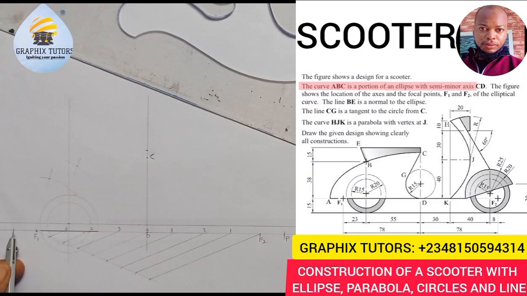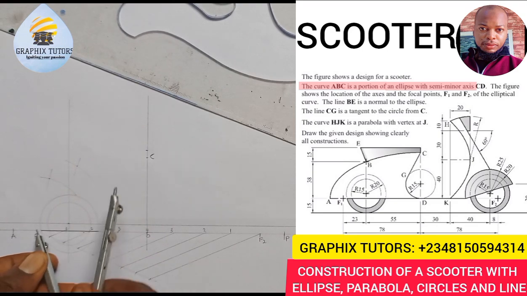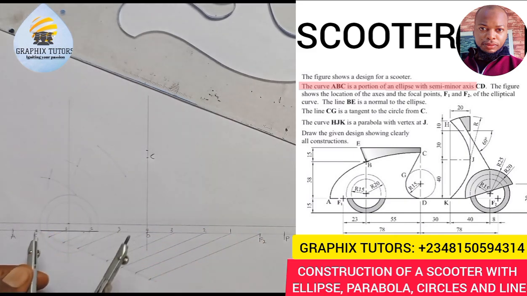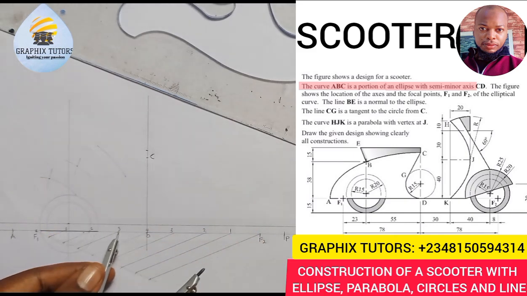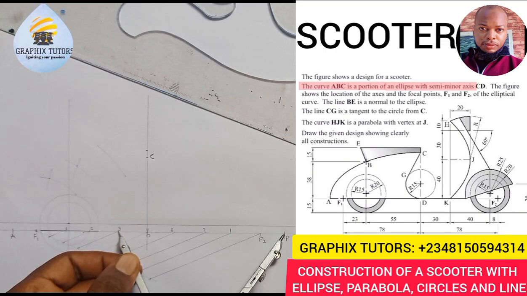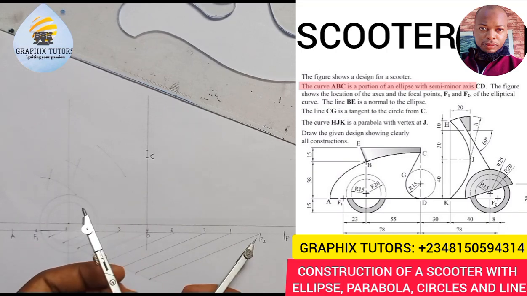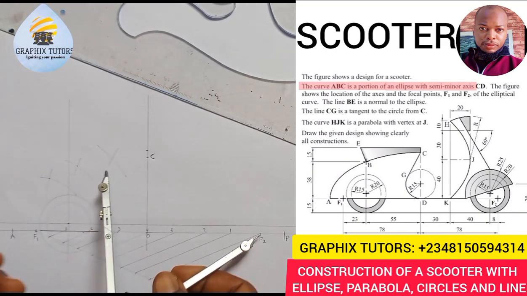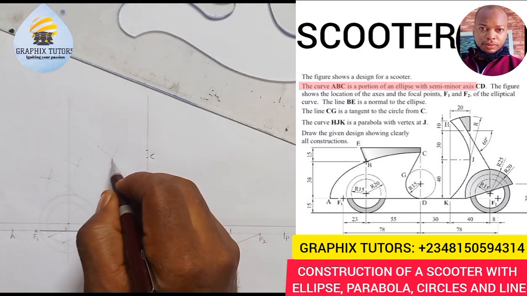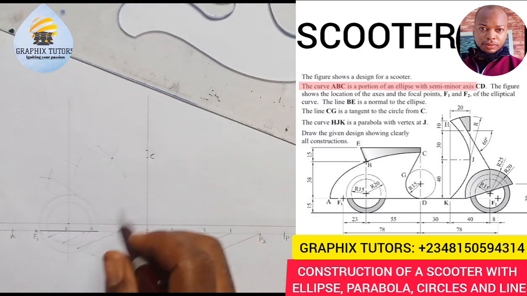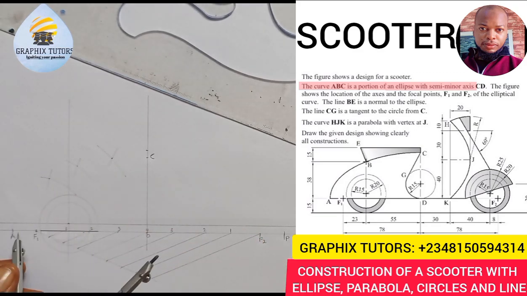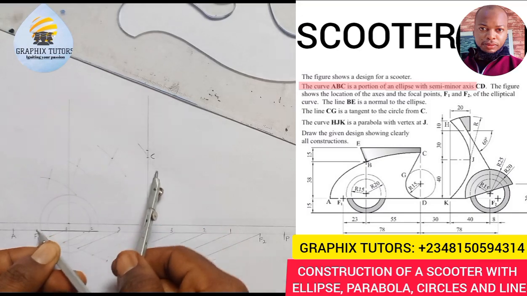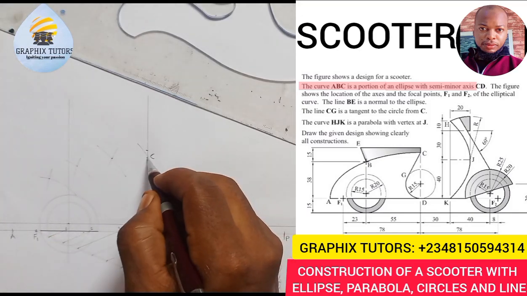From A, take it to 3, place it at F1, strike an arc. From 3, take it to P, come to F2, strike another arc. So this is where they are all meeting here. So if I come again from A, take it to 4, put it at F1, strike another arc. It's meeting here. So these are all the points here that we need.